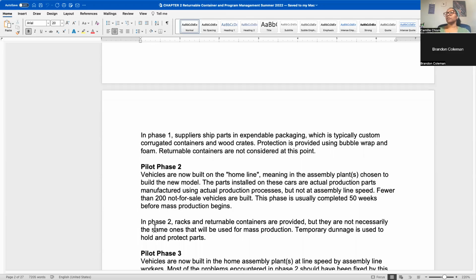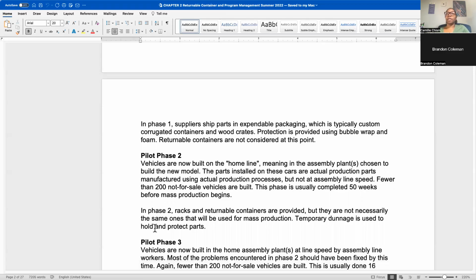So again, they want to protect the parts. They're usually going to try to ship it in expendable packaging. But if you can get returnable containers for suppliers that are going to be returnable suppliers at this point, you should do it whenever possible, even if it's a prototype. You want to try to get the packaging at every phase as close to, technically you don't have to, but you want to get it as close to what production would be.